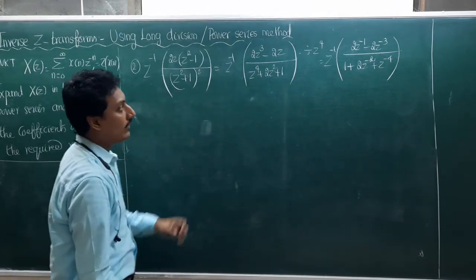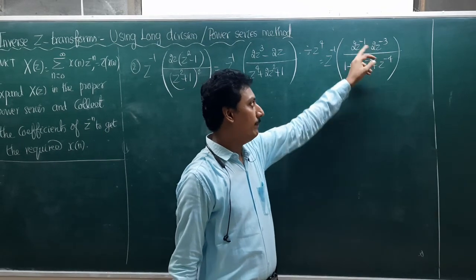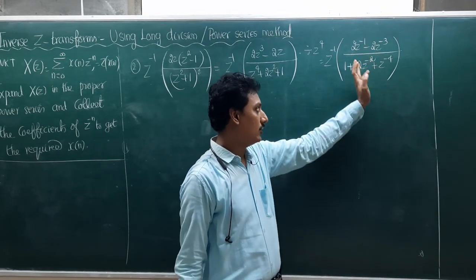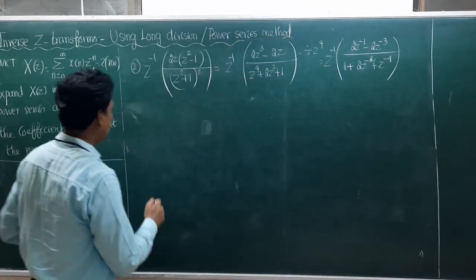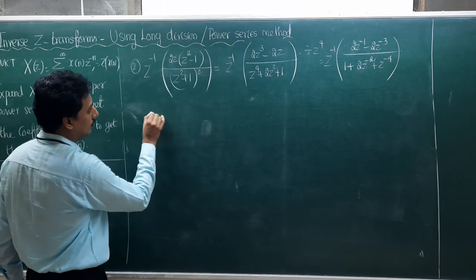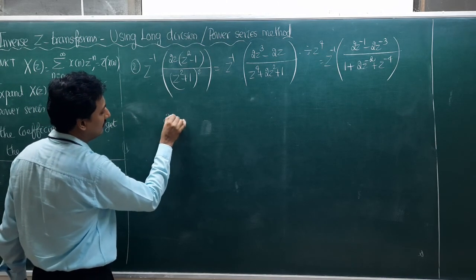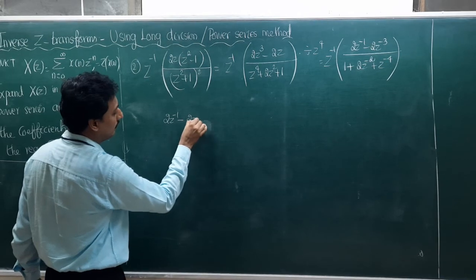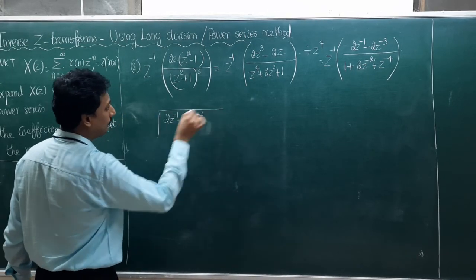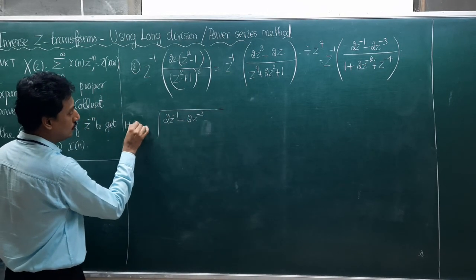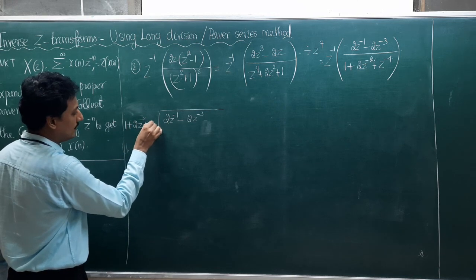But here, unfortunately, we have seen that the power is jumping by 1. So here power 1 is next to 3, and here 2 means power 4. So what happened? Let us go for the long division method. Using long division, I am going to divide 2z⁻¹ − 2z⁻³ by the term 1 + 2z⁻² + z⁻⁴.